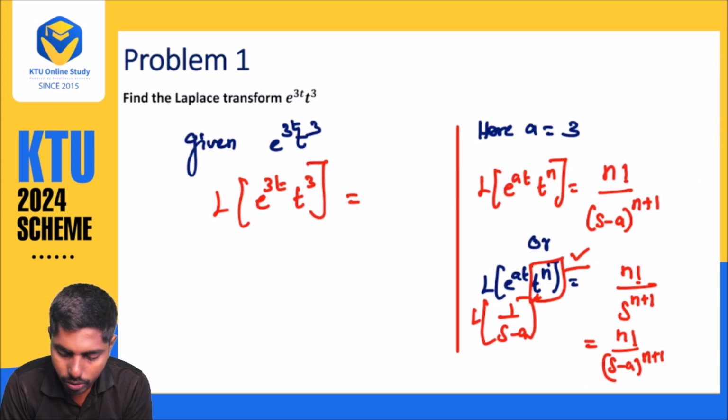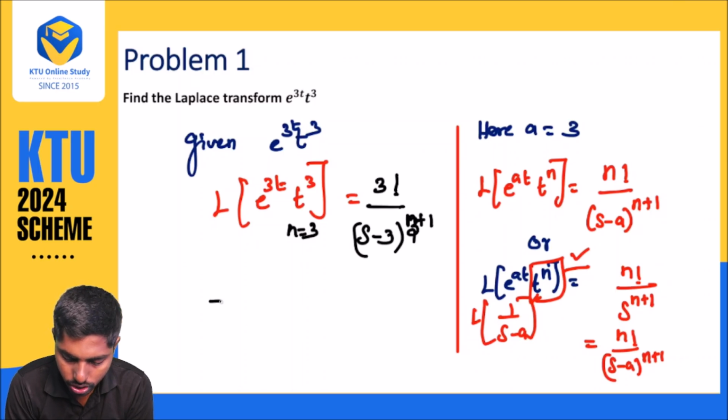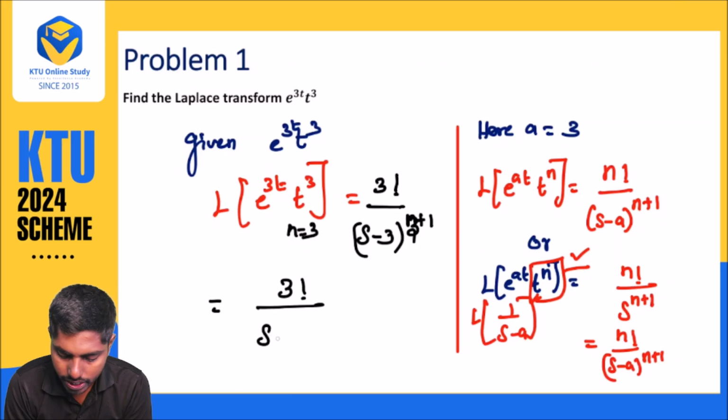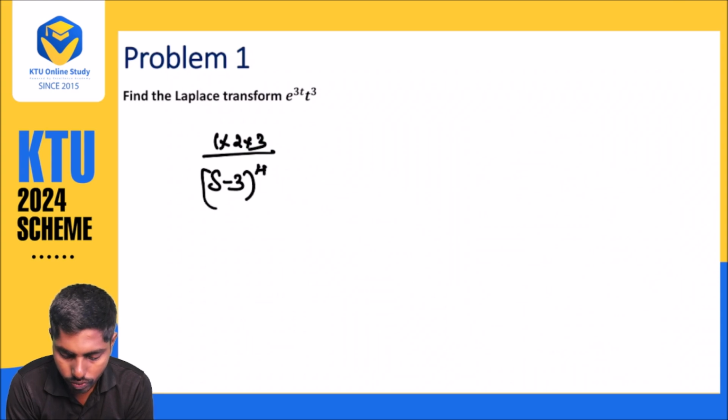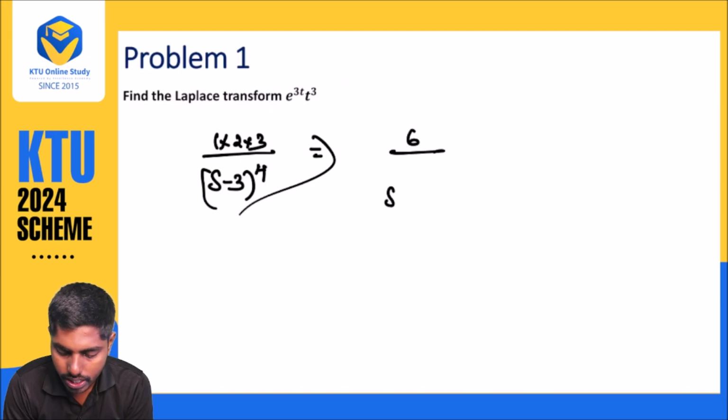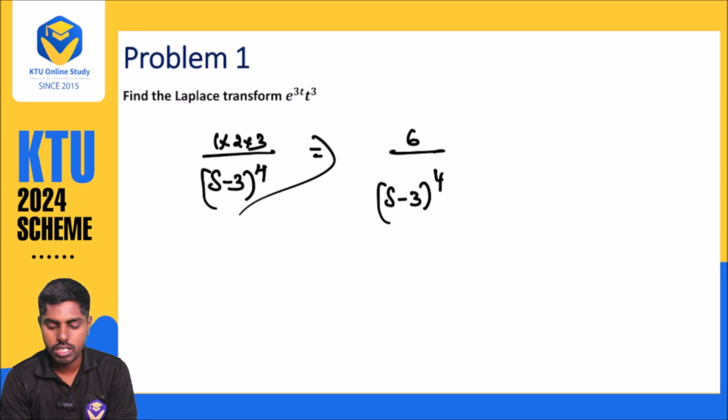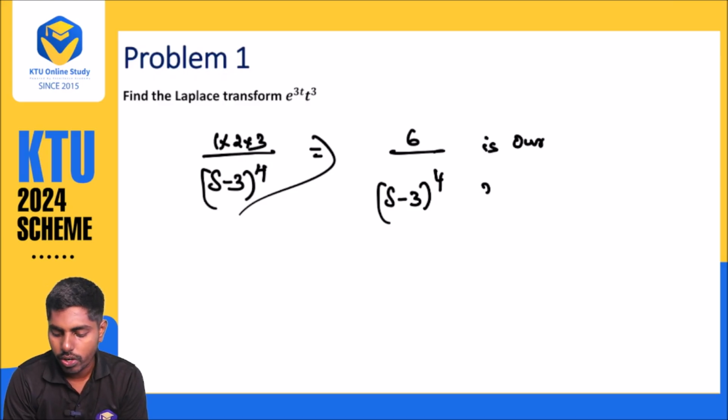So what will happen here? a equal to 3. And what about t cube? What is n? n equal to 3. So our answer will be 3 factorial divided by (x minus 3) to the power n plus 1, that is 3 plus 1. So our answer will be 3 factorial divided by (x minus 3) to the power 4. What is 3 factorial? 3 factorial is 1 into 2 into 3. So we can also write 6 divided by (x minus 3) whole power 4. This is our required answer.